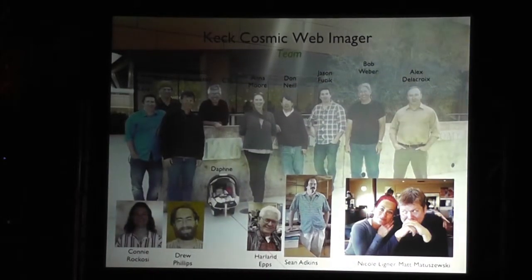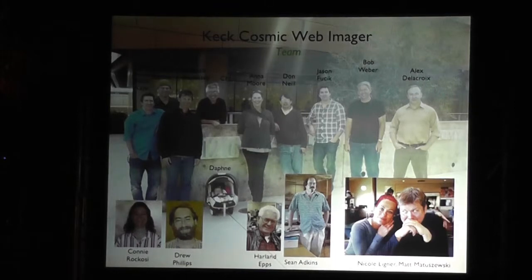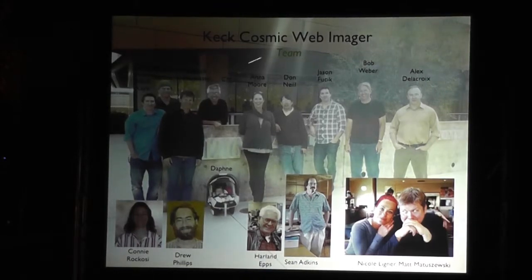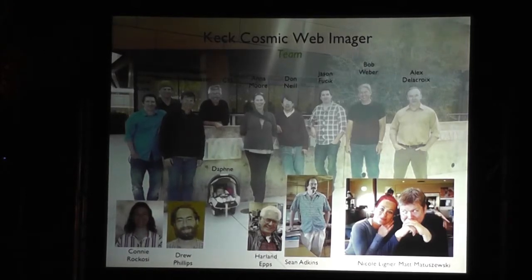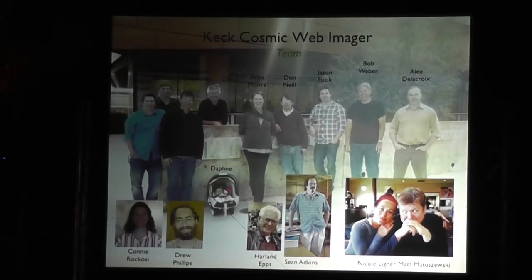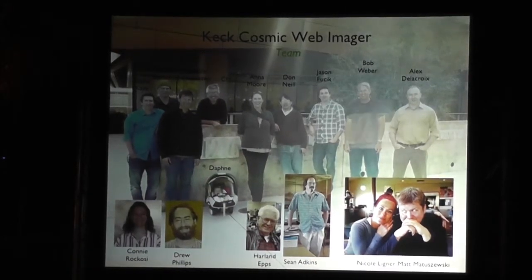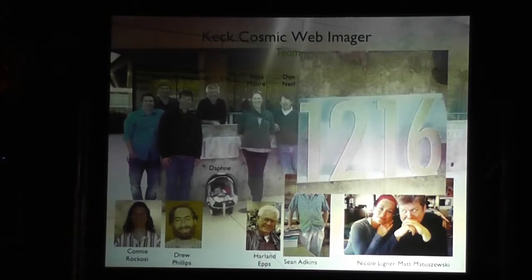This is the team working on Keck Cosmic Wave Imager, and it's a great team of people from Caltech, from LIC, from Keck Observatory, and this is actually the address of our astrophysics building at Caltech, 1216. So that is our goal, that is our quest, from the ultraviolet all the way to the epoch of reionization.